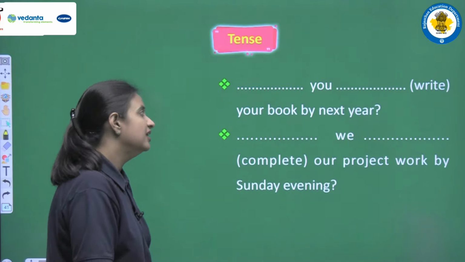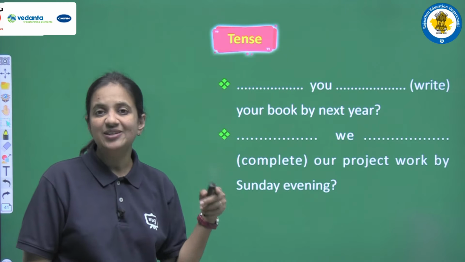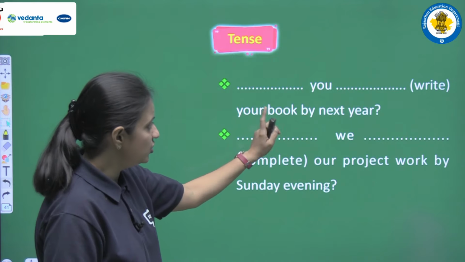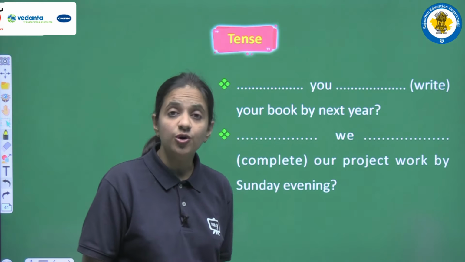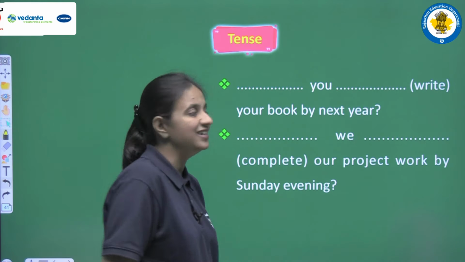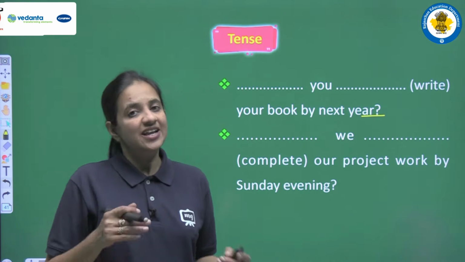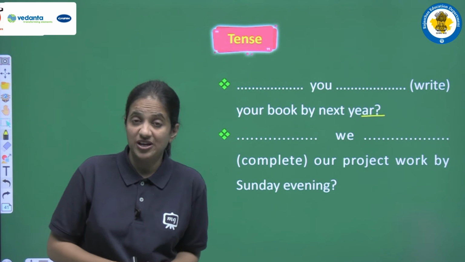Clear? Next we are having an example in which we are having a blank at the beginning of the sentence, then we are having you, then we are having one more blank, and next we are having write your book by next year, and we are having one question mark at the end of the sentence. It means that we are having an interrogative sentence.